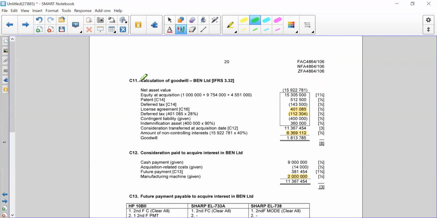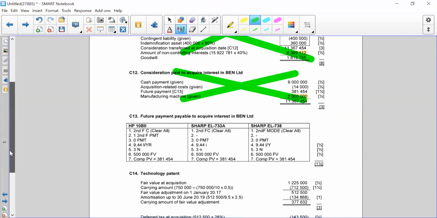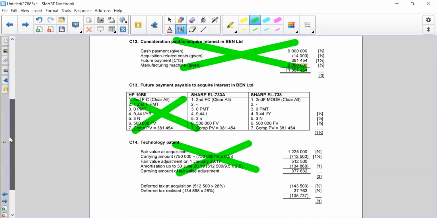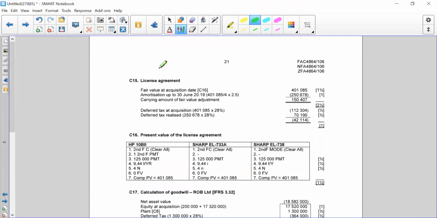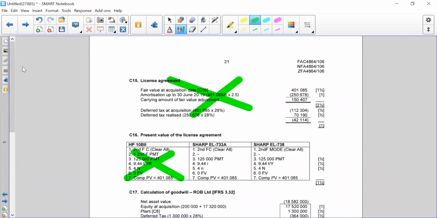Okay, the goodwill calculation of Ben, you guys can have a look at that, but it's effectively what we've done on our analysis and our consideration paid. We've done that calculation already on the analysis. The future payments, we've done that already on the analysis. The technology payments, how we then get those revaluations, we've covered that already. And then, of course, the deferred tax on that. And same with the licensing agreement and how we calculate the present value there. Yeah. So from part A, from a Ben point of view, everything taken care of.